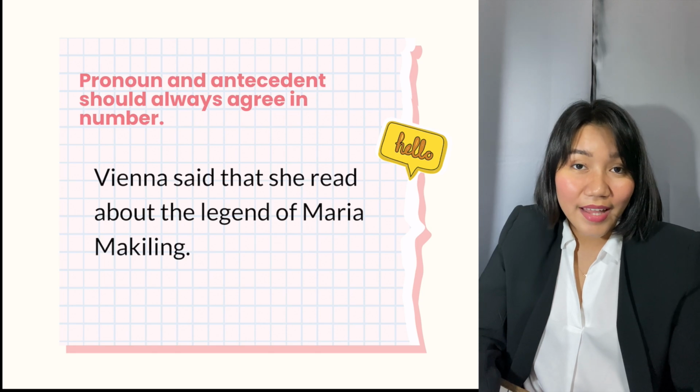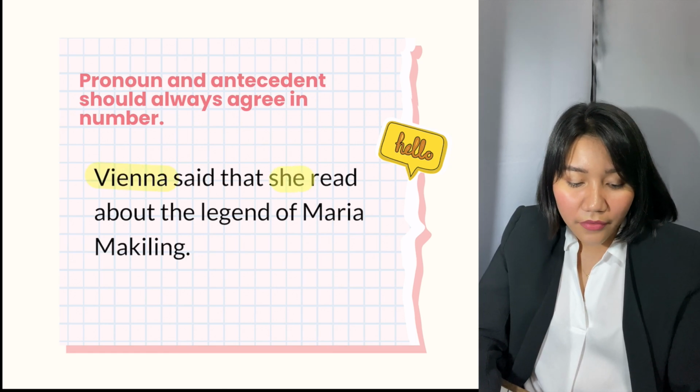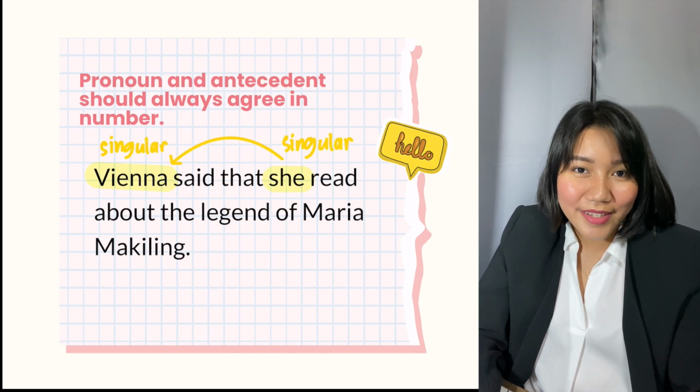Let's take a look at another. Vienna said that she read about the legend of Maria Makiling. Vienna is the antecedent of the pronoun she. The antecedent is singular, so the pronoun is singular.